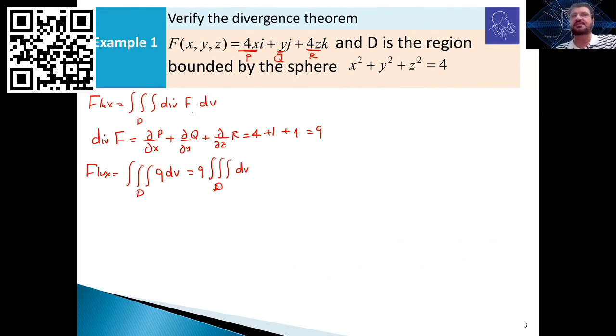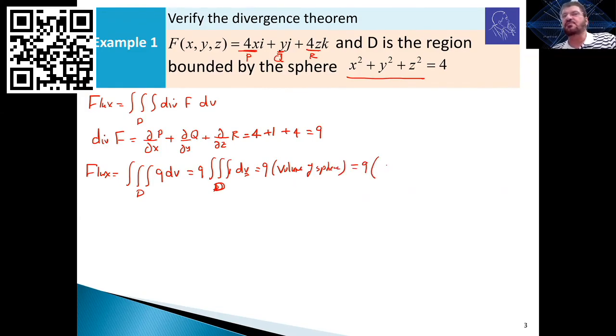What is the D here, guys? It's the sphere, isn't it? Remember, this is 1. So this is equal to 9 times the volume. Look, it's the volume of the surface. My surface is a sphere. So this is the surface. Our surface here is a sphere, which is equal to 9.